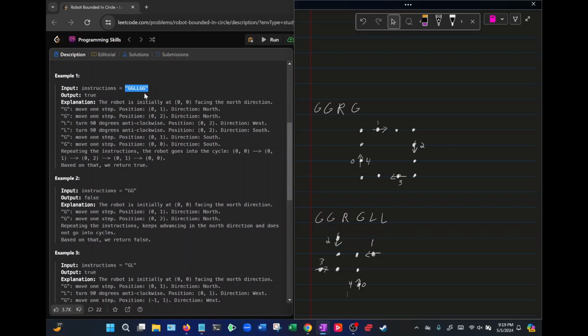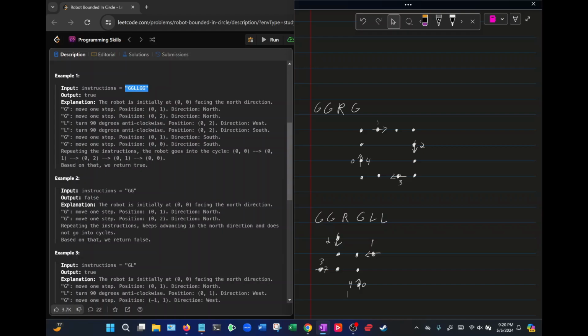So that's a possibility where, if you don't move, then you're in a closed circle. If you go, there can be a scenario where you go through the instructions twice and you end back up at the origin facing north, and then you just start over, so that's a cycle. But then you can also have examples where you run through the instructions 4 times and then end up back at the origin facing north.